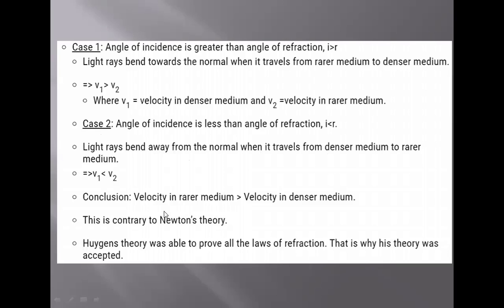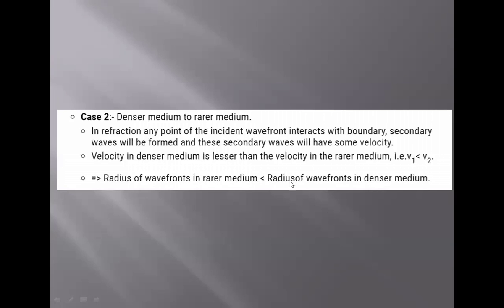So what is the conclusion? Velocity in rarer medium will be greater than velocity in denser medium. And this is what we are going to see by using Huygens' theory. Okay, so denser medium to rarer medium, in refraction, at any point of incidence, the wavefront interacts with the boundary. While it is interacting with the boundary, at every point the secondary waves will be formed, and these secondary waves will have different velocities. So velocity in denser medium is less than velocity in rarer medium, that is, V1 will be lesser than V2.